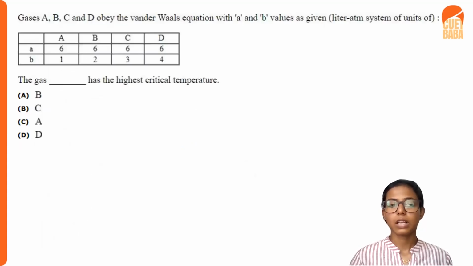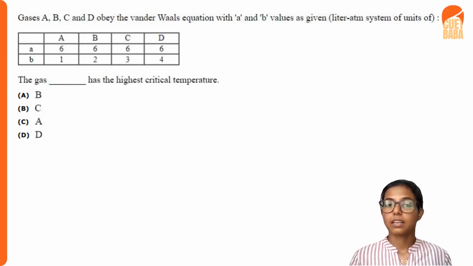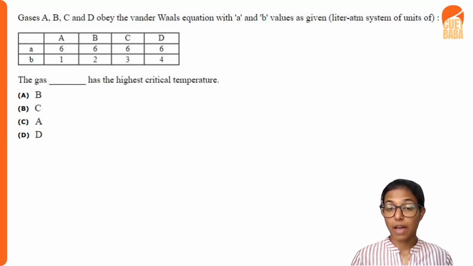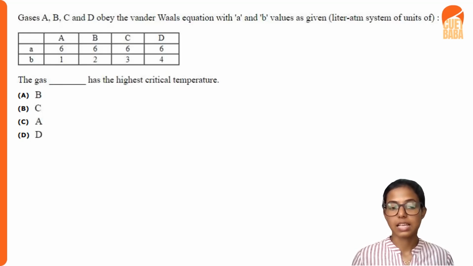Next question. The gases A, B, C, and D obey the van der Waals equation, and the a and b values are given here. So four gases are given here, that is A, B, C, and D, and the values of a and b are also given here. We want to see which gas will have the highest critical temperature. Option A, gas A; option B, gas C; option C, gas A; and option D, gas D.